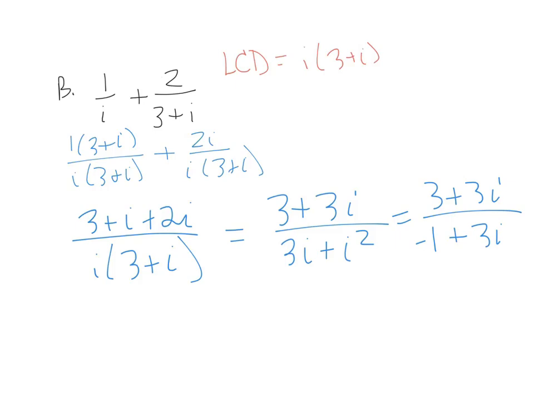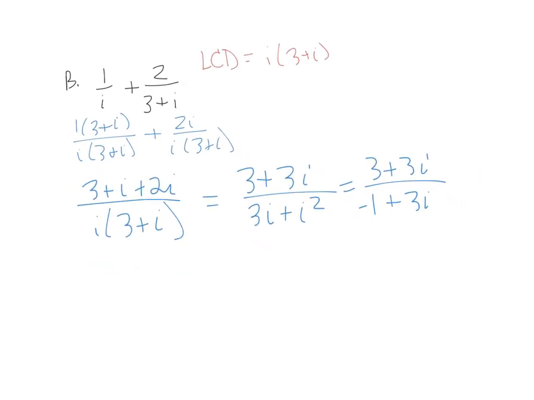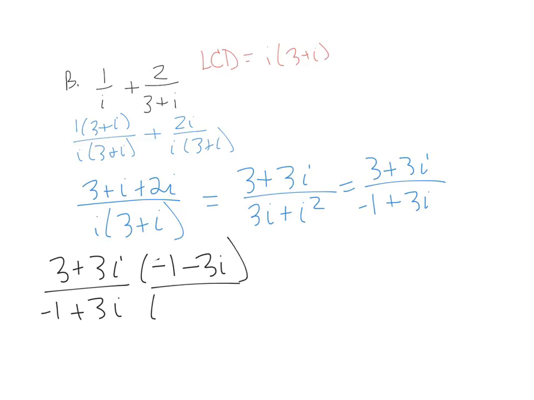So now we need to multiply by the conjugate. So I'm going to rewrite this down here. 3 plus 3i over negative 1 plus 3i. Conjugate, we're just changing that plus on the denominator to a minus. So we're multiplying this by 3, or not 3, we're multiplying this by negative 1 minus 3i over negative 1 minus 3i. And now we distribute.